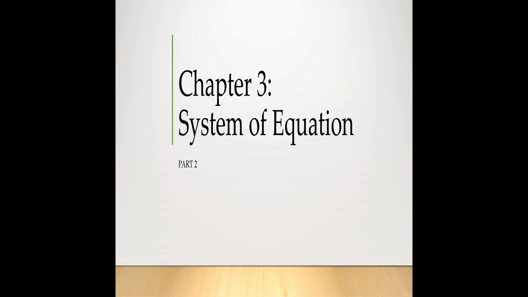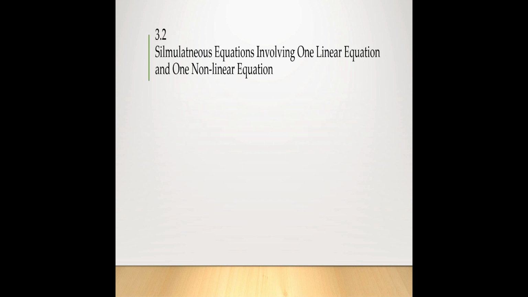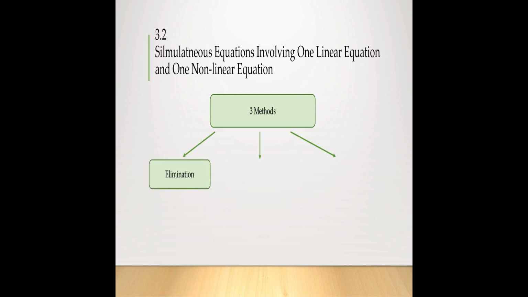Now we are going to Chapter 3, System of Equations Part 2. Simultaneous equations involving one linear equation and one non-linear equation. There are altogether three methods to solve. The first one is by elimination, the second one is substitution, while the third one is the graphical representation.